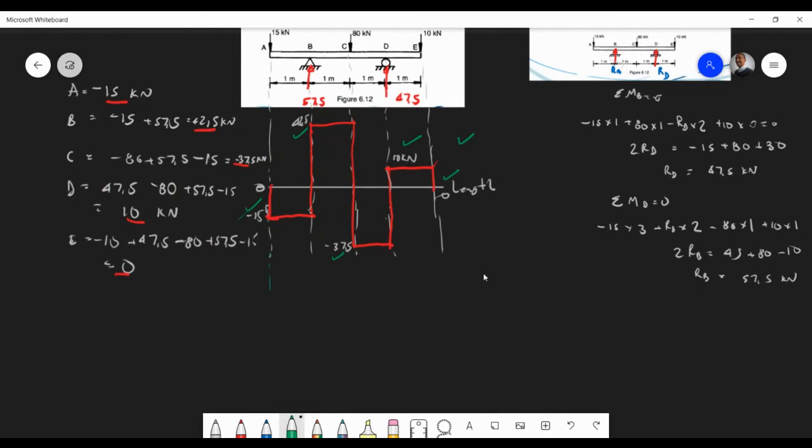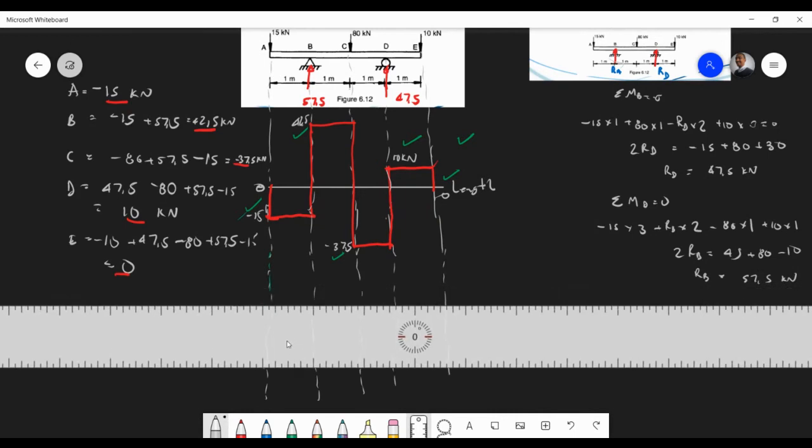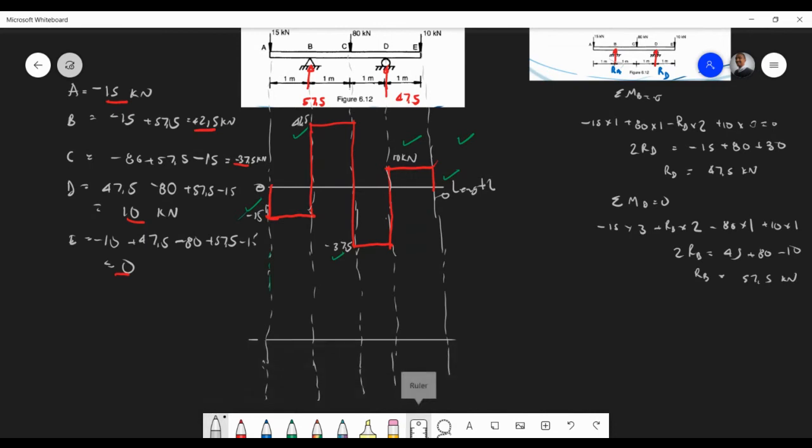So I'm just going to get my lines down again. Normally just want to use the same kind of beam. Just want to get the ruler again. Bring the ruler down a bit over here. And 0. Okay, that's done. So 0.